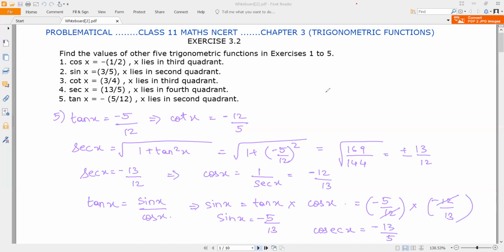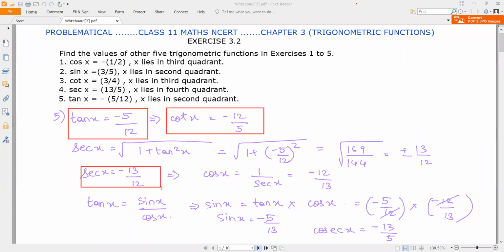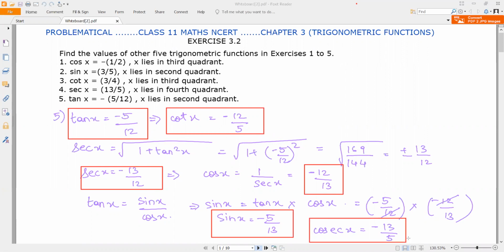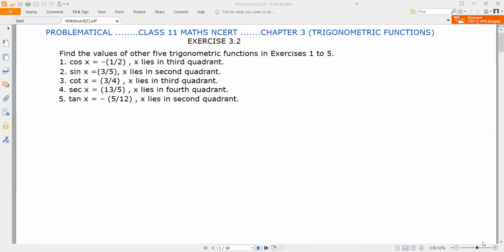With this, we got tan x is equal to minus 5 upon 12, cot x is equal to minus 12 upon 5, sec x is minus 13 upon 12, cos x is minus 12 upon 13, sin x is minus 5 upon 13, and cosec x is minus 13 upon 5. Next.